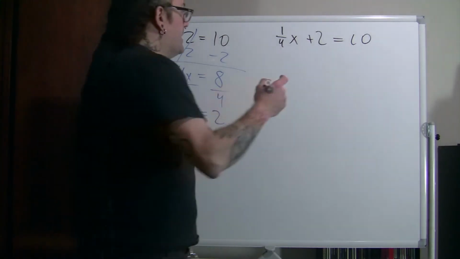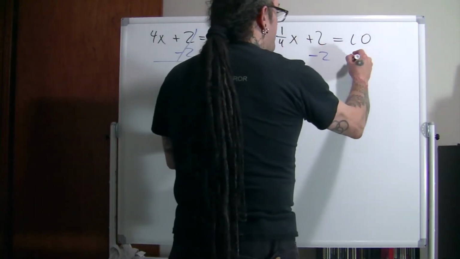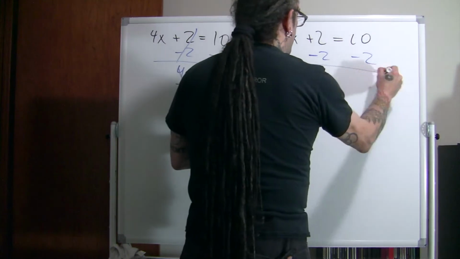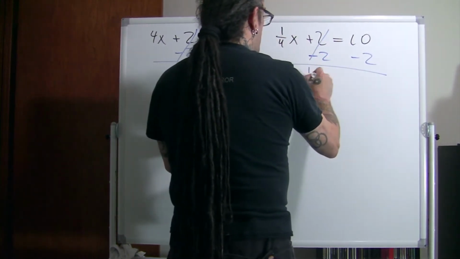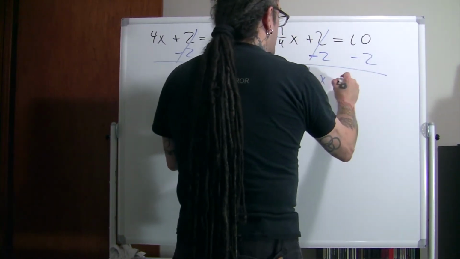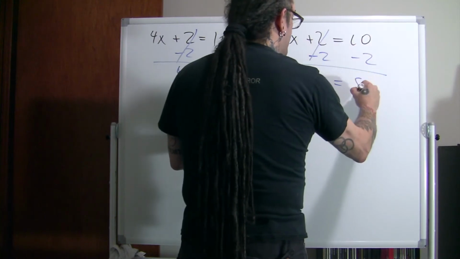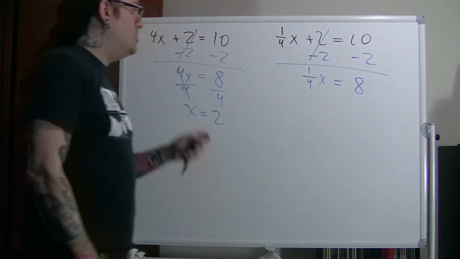Let's do that. Okay, so I'm going to subtract 2 from both sides, same way. All right, these are going to go away, and I'm going to have 1/4 x equals 10 minus 2 is 8. Great.